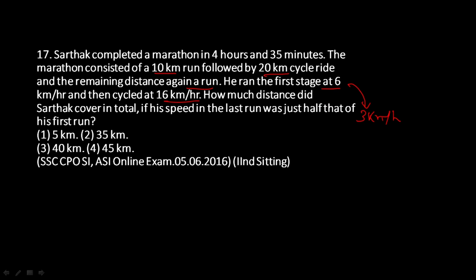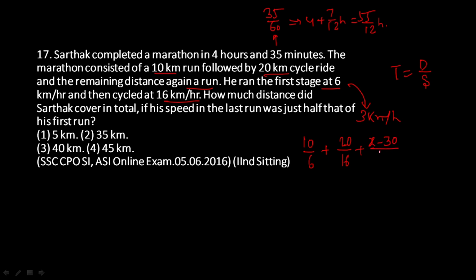And here is 4 hours 35 minutes. What does 4 hours 35 minutes mean? 35 minutes means 35 upon 60, which is 7 by 12. So 4 hours will be 4 plus 7 by 12 hour, so it will be 55 upon 12 hour. So here we can make a simple equation. We know time is equal to distance upon speed. So 10 by 6 plus 20 by 16 plus, we don't know the total, let it be x minus 30 upon 3 is equal to 55 upon 12.